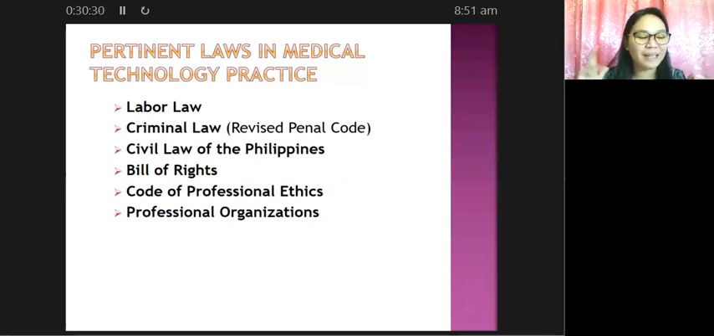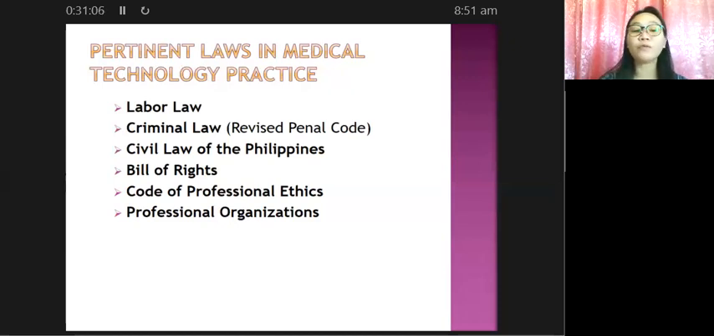Another, we have the Bill of Rights. It guarantees civil rights and liberties enshrined in the Constitution of the Philippines. It contains the laws of the land. What are the rights of Filipino citizens? The right to vote, right to freedom of speech. All of them are enshrined in the Bill of Rights.